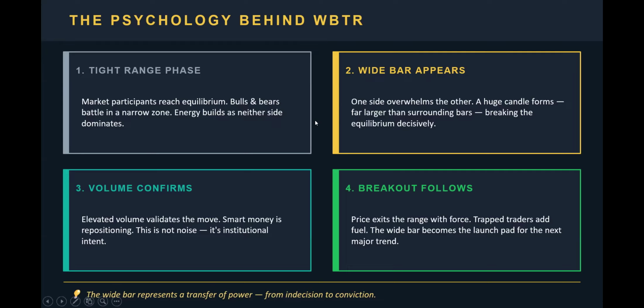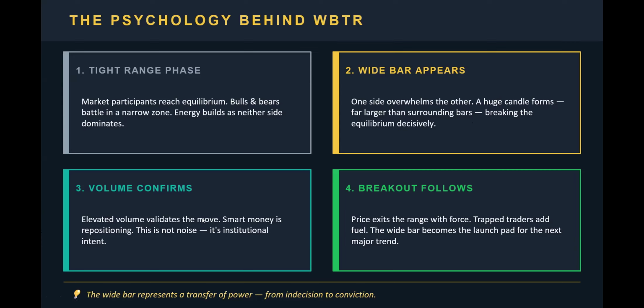Energy builds as neither side dominates, because the retailers cannot make the big widest bar, as they don't have that money power. Only smart money, big money can do this. Second, the wide bar appears. A huge candle forms, far larger than surrounding bars, breaking the equilibrium decisively. Then elevated volume validates the move.